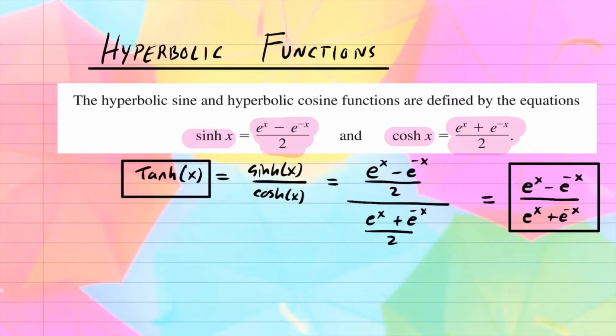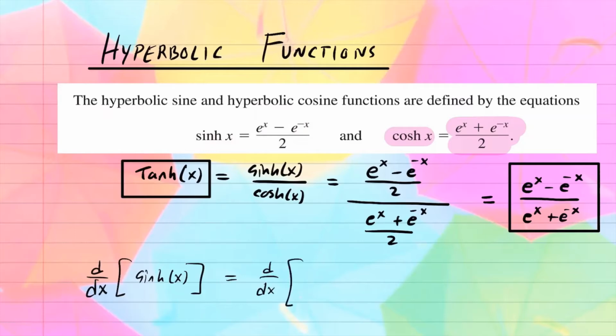Now, let's talk about their derivatives, since that is important in calculus. We want to know what the derivative is. So what is the derivative with respect to x of, let's say, sine hyperbolic? We're going to derive this by using the definition. Since I know sine hyperbolic has this as its definition, e to the x minus e to the negative x over 2, I want to simply replace that in here. So this is the derivative of this function, e to the x minus e to the negative x, all over 2.